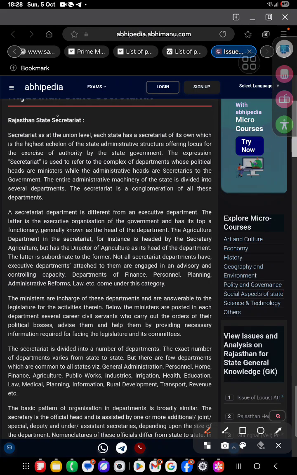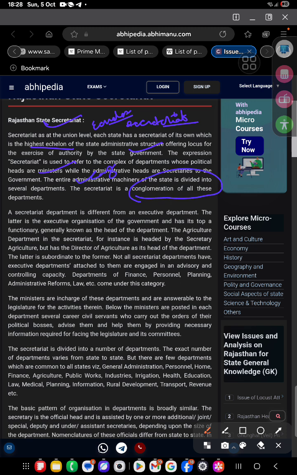The state secretariat of Rajasthan. Each state has a secretariat. It is the highest echelon of state administration, the locus of exercising state government. The expression secretariat is used to refer to the complex of departments, with a political head, the minister, while the administrative head is the secretary to government. So the entire administrative machinery of the state is divided into several departments, and the secretariat is the conglomeration of all the departments.